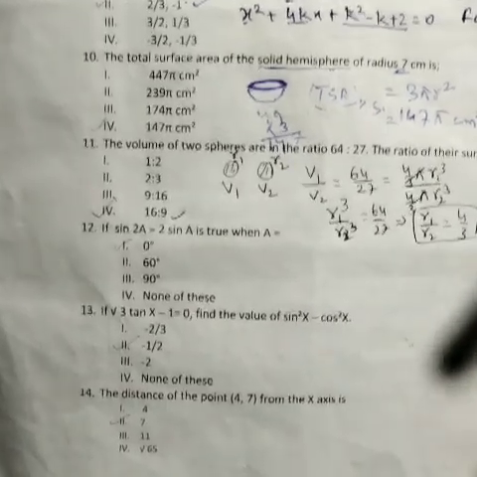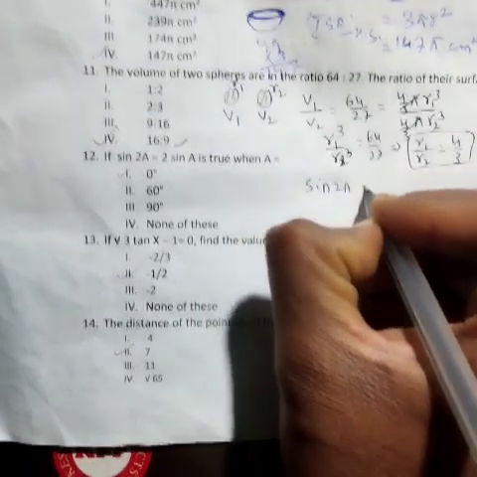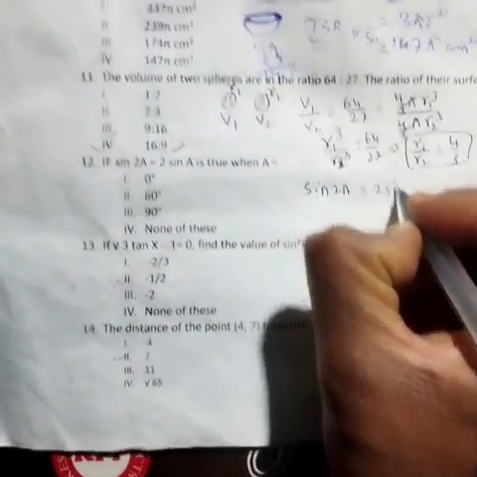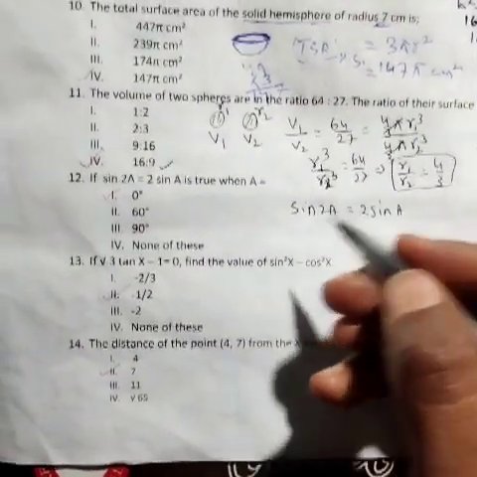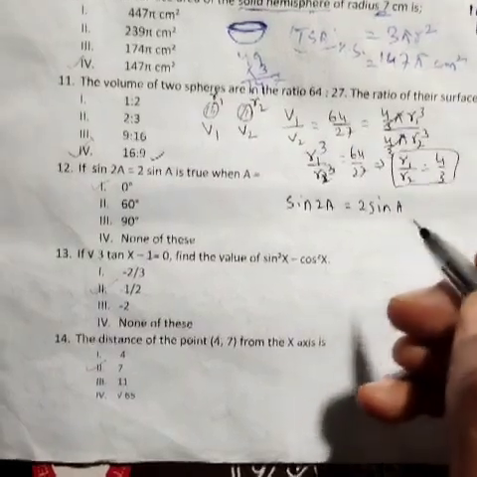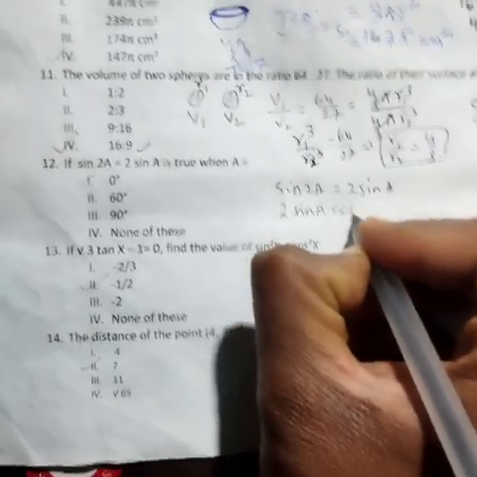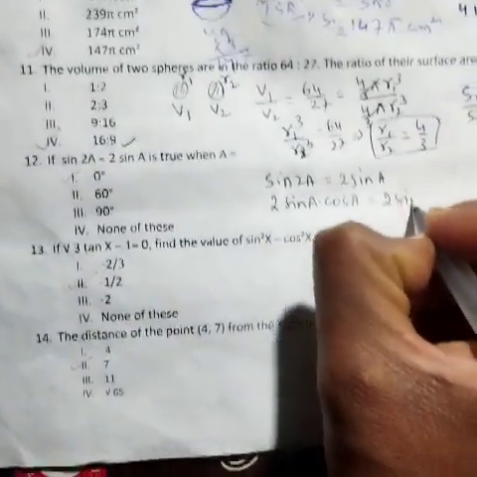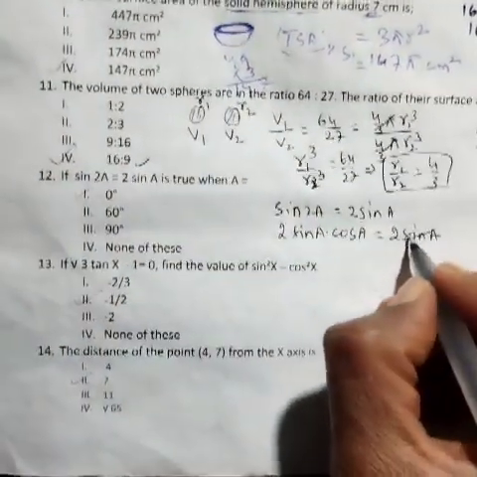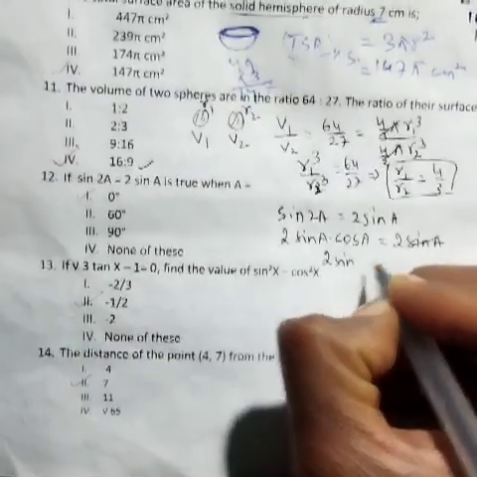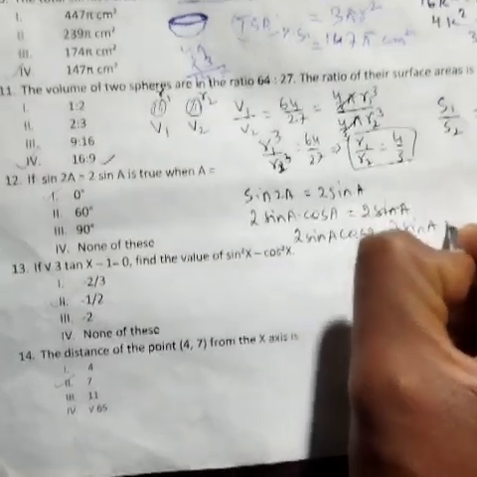And the next question is from trigonometry. It has been written that sin 2A is equal to 2 sin A. If we know the formula of sin 2A, in class 11 you will study about sin 2A. The formula of sin 2A is 2 sin A into cos A. It will be equal to 2 sin A. We can say that taking it to the left hand side, 2 sin A cos A minus 2 sin A is equal to 0.